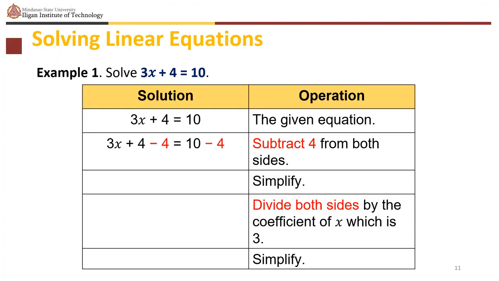Subtract 4 on both sides. So you have 3x plus 4 minus 4. This will give us 0 here, and this will give us 6. So now I have 3x equals 6. And then divide both sides by the coefficient of x, which is 3. So divide both sides by 3, and you come up with x is equal to 2.